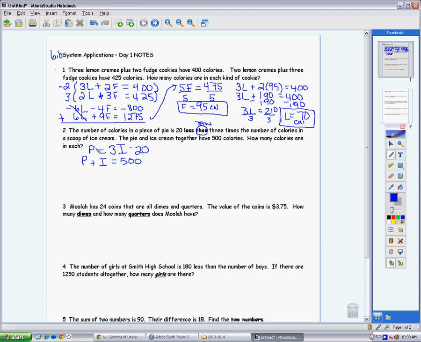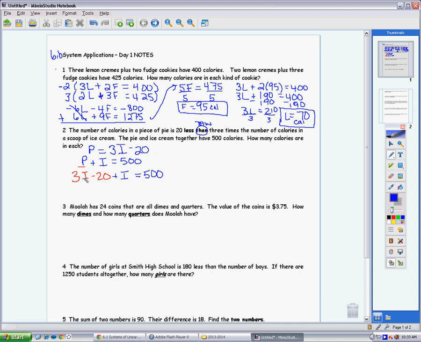I have one of the variables solved for already. I've got p, and that equals 3i minus 20. So what I'm going to do is replace p with 3i minus 20, and then I have the plus i, and that's going to equal 500. So this is using the substitution method. I am replacing p with 3i minus 20.